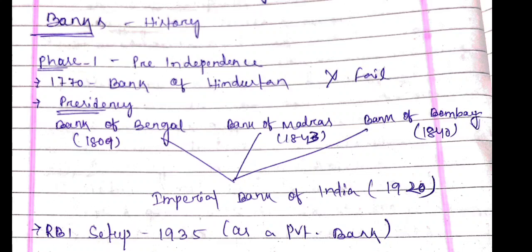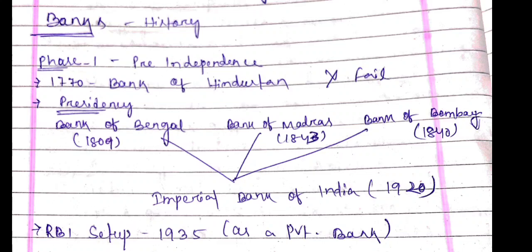Because Britishers were very selfish; they wanted to take away all the money and resources of India to their country. So in the year 1770, they established a bank, the Bank of Hindustan, which failed badly. Then the Presidency Banks came into existence. What are Presidency Banks? In the year 1809, the Bank of Bengal was established, then the Bank of Bombay in 1840, and then the Bank of Madras in 1843.